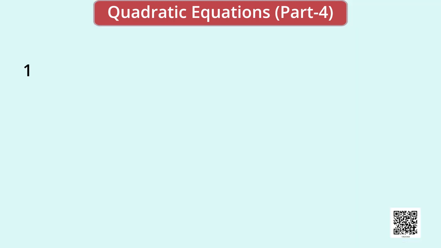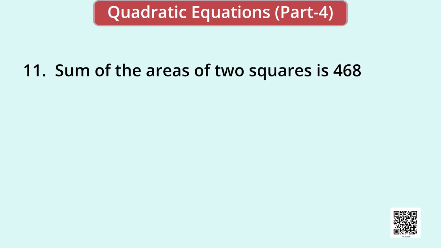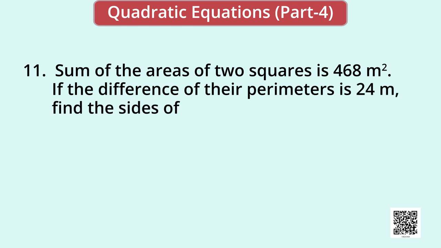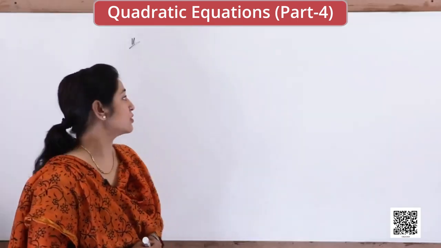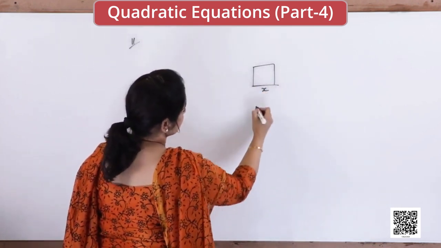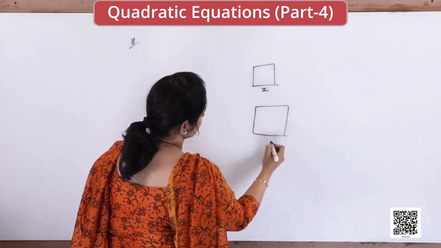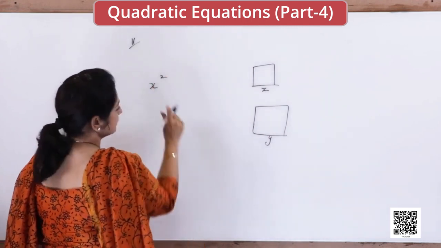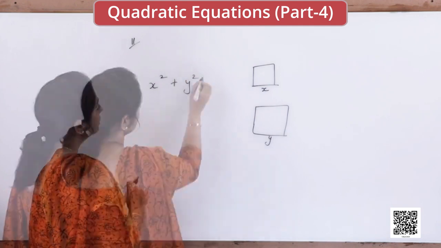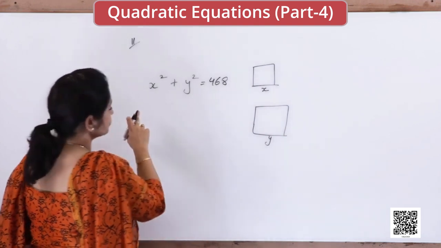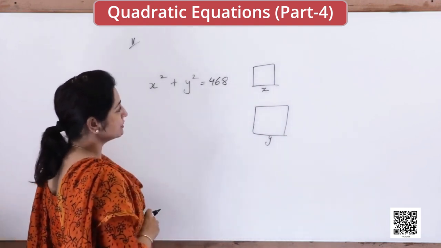So, the next question, question number 11. Sum of the areas of two squares is 468 meters square. If the difference of their perimeters is 24 meters, find the side of the two squares. Now, sum of the areas of two squares. Suppose the first square is this and its side is x, and the second square is this and its side is y. So, area of this square will be x square and area of this square will be y square. Now, sum of these two squares is 468. So, x square plus y square is equal to 468.